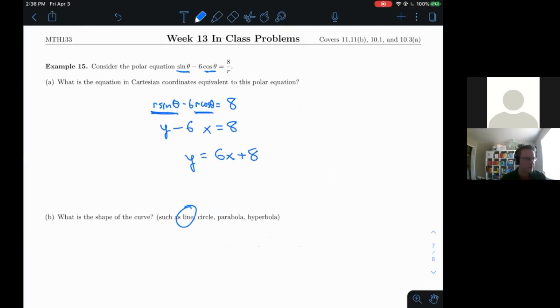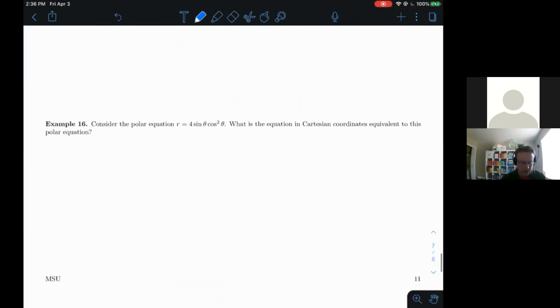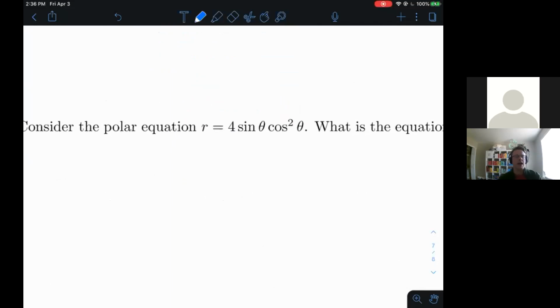All right, so that's example 15. Here's something that's, again, kind of just algebraically, how can we exchange things? So consider this polar equation, and I'd like to rewrite it in Cartesian coordinates. So please, why don't I give you 60 seconds or so to go ahead and rewrite this in Cartesian.